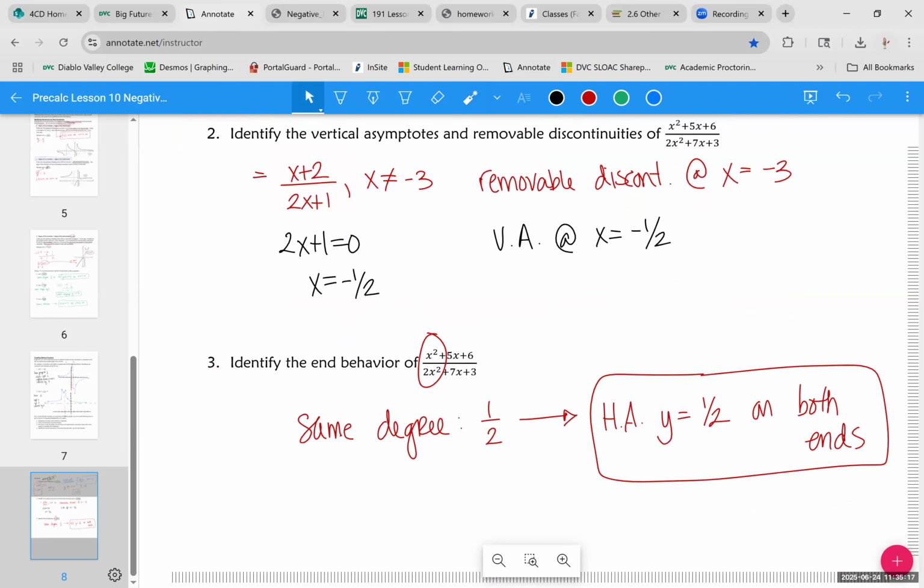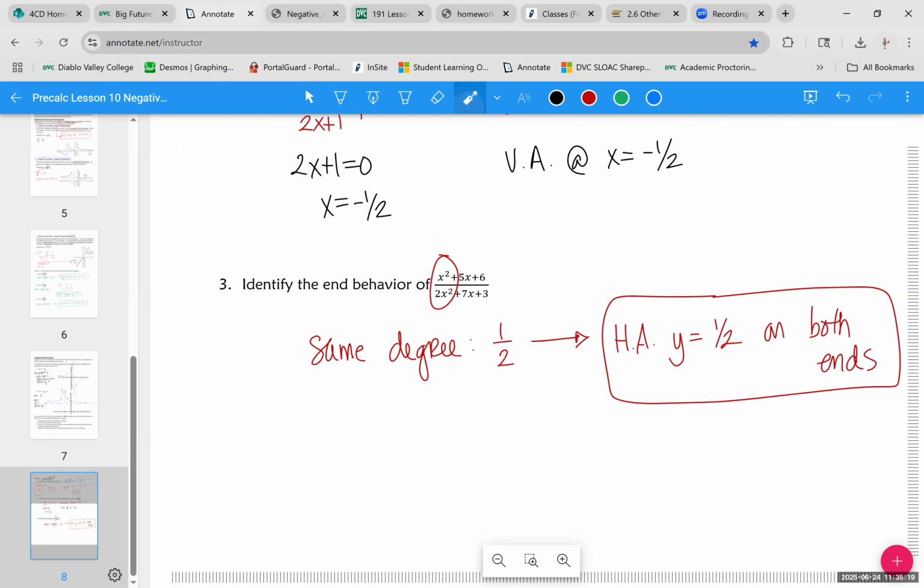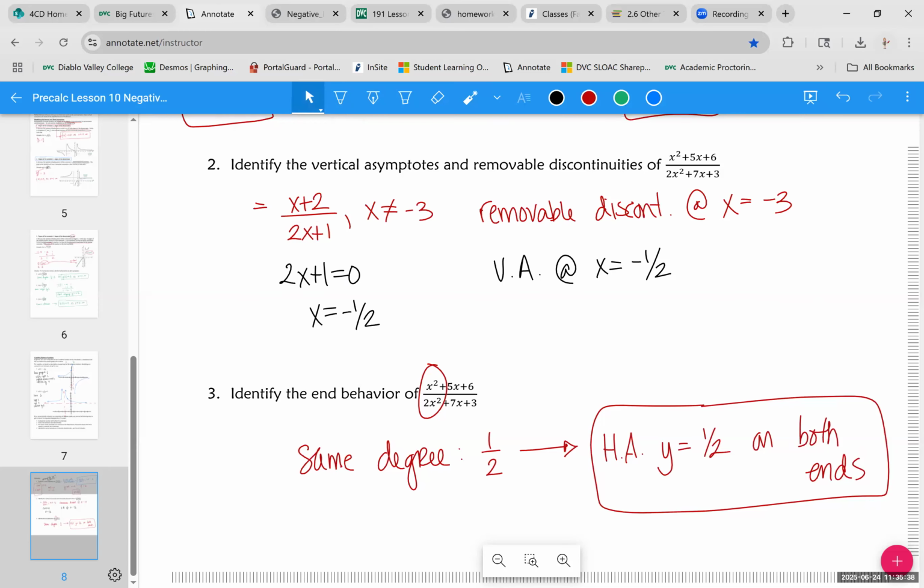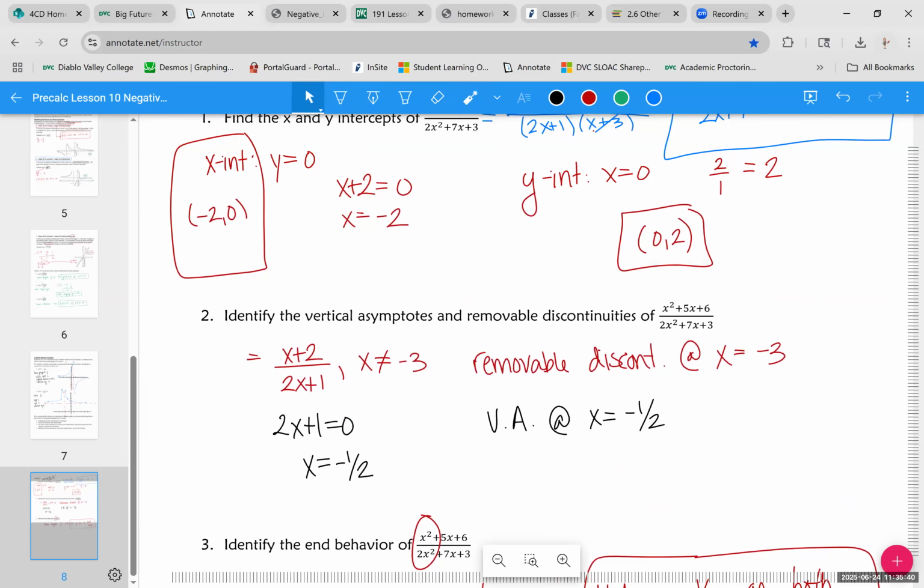And last but not least, I'm looking at end behavior. Since these have the same degree, I just look at the leading coefficient over the leading coefficient, and that tells me I'll have a horizontal asymptote of y equals that number on both ends. So we could have put those things together, drawn a horizontal asymptote, drawn in this vertical asymptote, drawn in the hole, put these 2 intercepts there, and that would give us some idea of what the graph looks like.